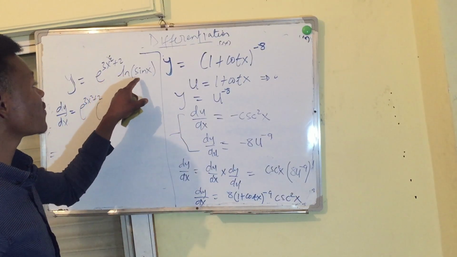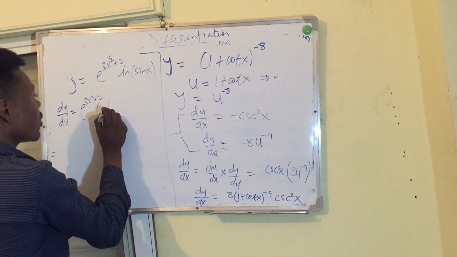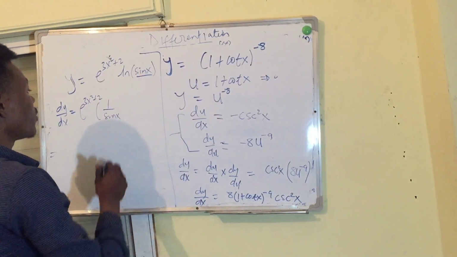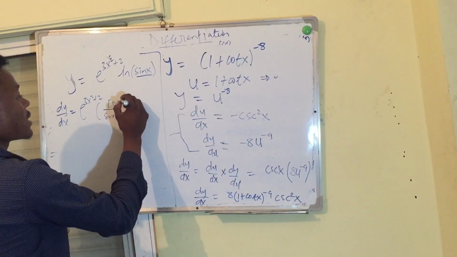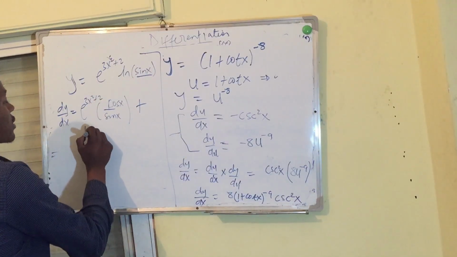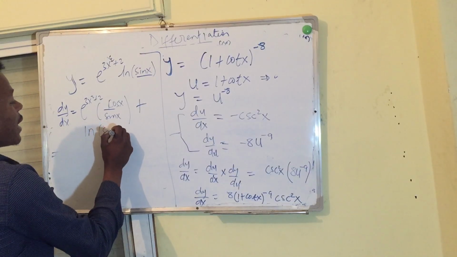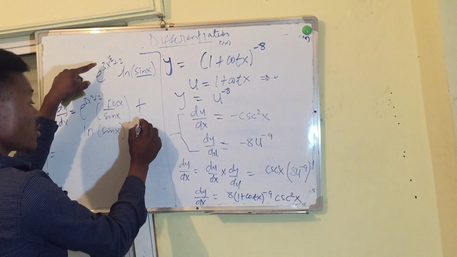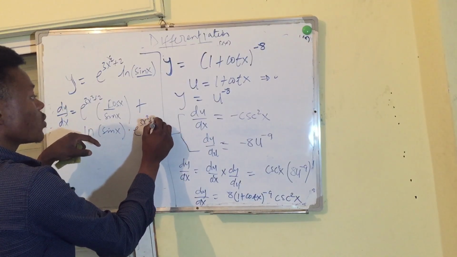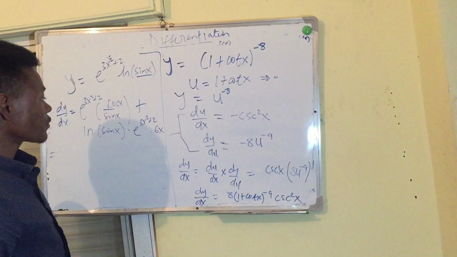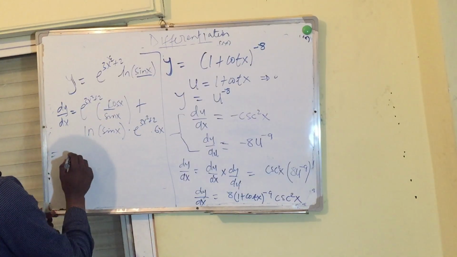What is the derivative of this? It is 1 over sine x, but we have to multiply by the derivative of sine x, which is cos x. So this is cos x over sine x, plus what? g of x. What is g of x? ln sine x, times the derivative of the other function. The derivative of exponential is just exponential, but we have to multiply by the derivative of the function inside, which in this case is 6x.